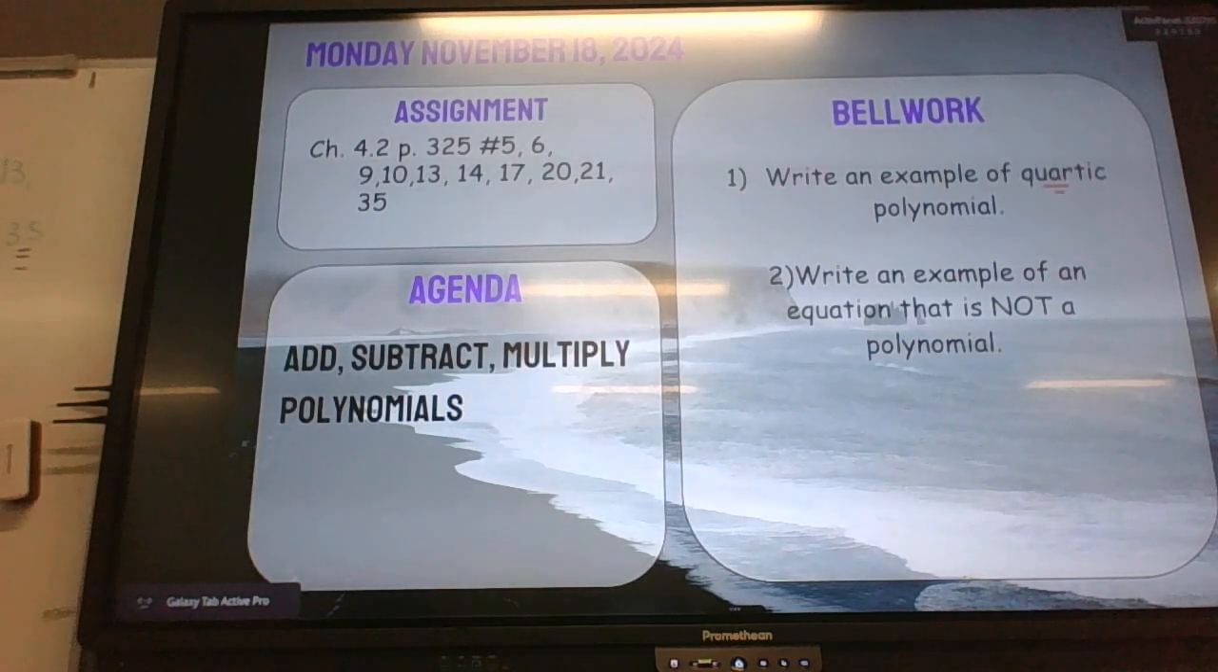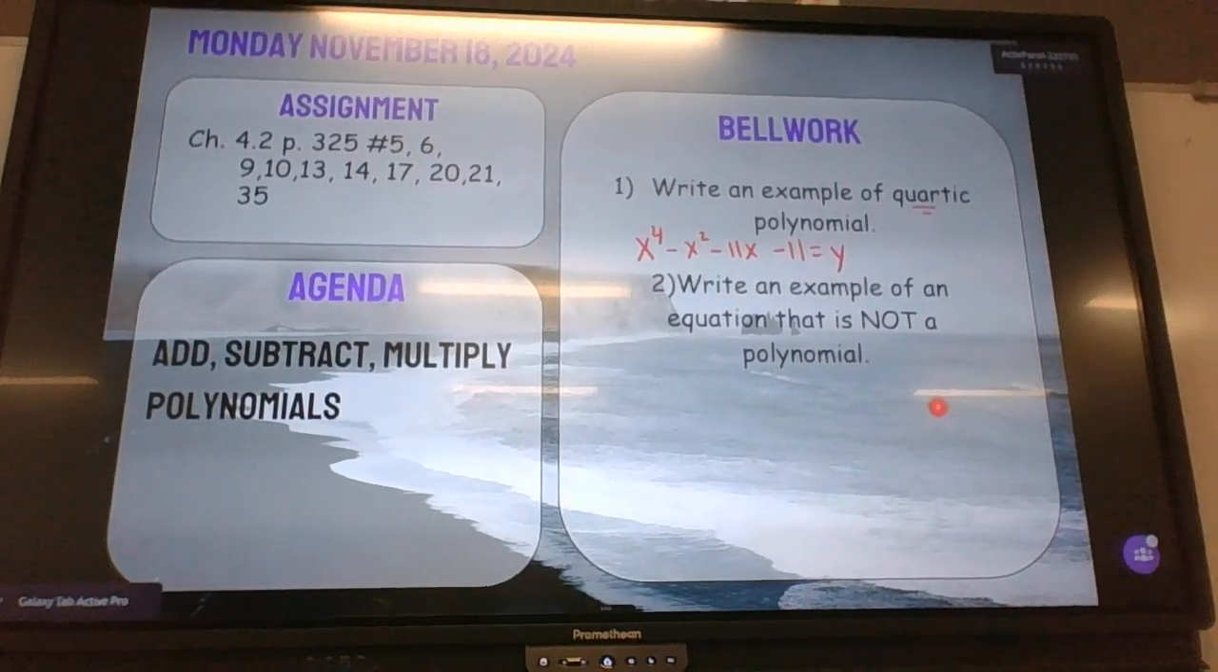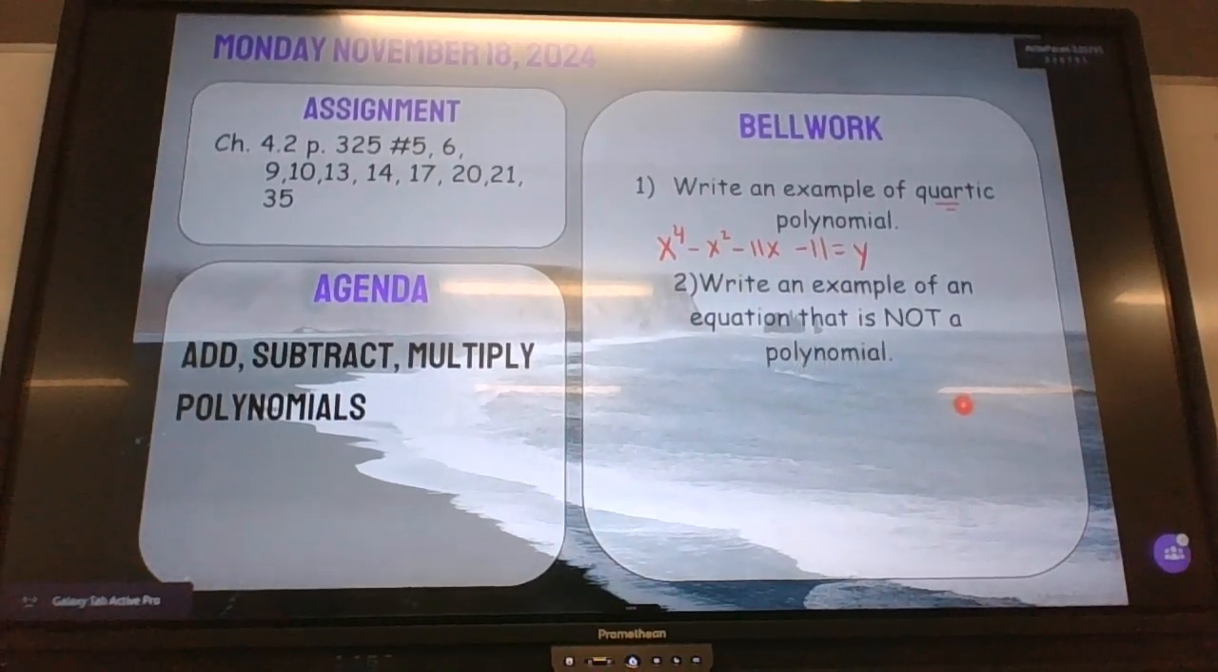Okay, that's it. x to the fourth power minus x squared minus 11x minus 11. Right, that's it. This is a quartic polynomial. Very good. And we know it's quartic because it's fourth degree, and fourth degree means quartic. So, a degree is the highest exponent listed.